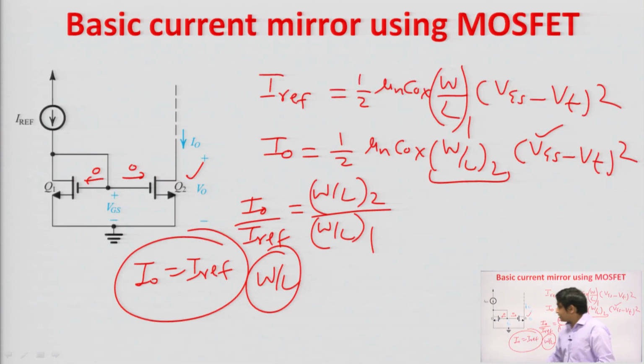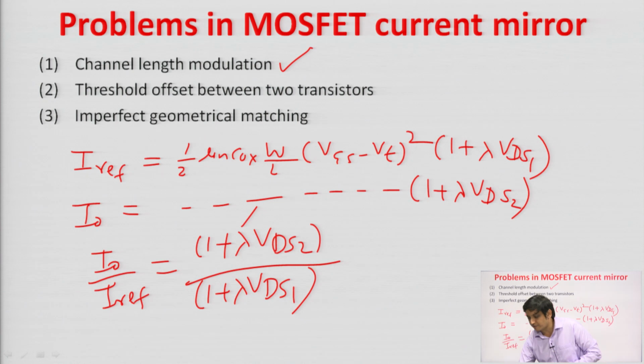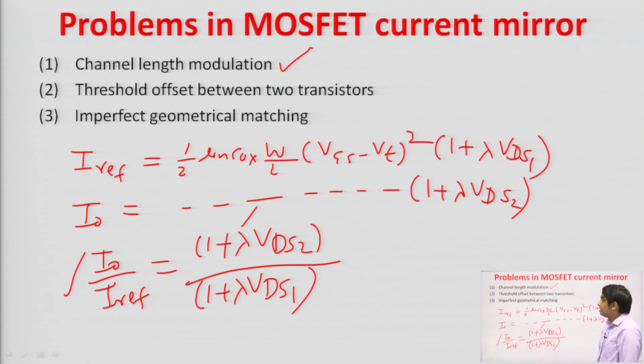So, in the circuit of the basic current mirror using MOSFET, we have talked about only VGS, but VDS, drain to source, also plays a role because of this channel length modulation effect. So, it is very important the VDS of both the transistors should be same. If it is same, then you can see that both the numerator and denominator will cancel out, then again we will get I naught upon I reference, fine. So, this is one problem in MOSFET current mirror, channel length modulation, obviously that comes into picture.